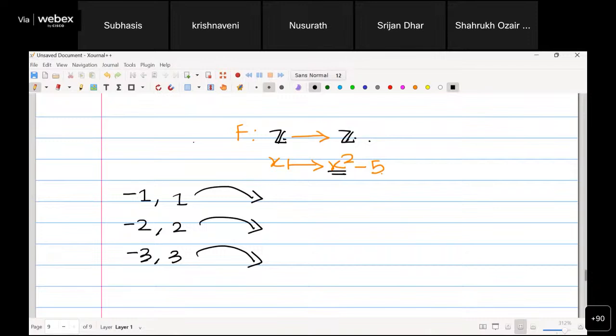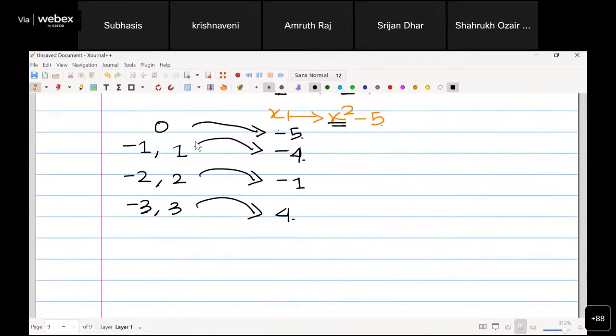Minus 1 and 1 will go to minus 4. What about minus 2 and 2? Again, 0 will go to minus 5. So minus 2 and 2 will go to minus 1. Then 3 will go to 4, right? Then you will get minus 4. 4 will go to 11. So 11.